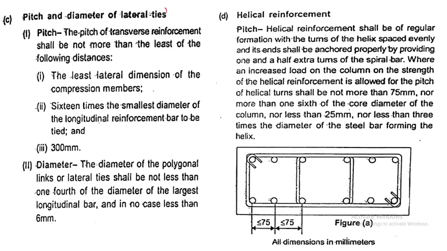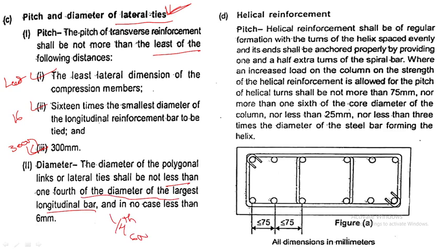Now, pitch and diameter of the lateral ties. What is the pitch? The pitch of the transverse reinforcement shall not be more than the least of the following: least lateral dimension of the compression member, 16 times the smallest diameter of the longitudinal bars, or 300 mm. This one you already know. This is for the lateral ties. The diameter of the polygonal links or lateral ties shall not be less than 1/4 of the diameter of the largest longitudinal bar, as I just told you, or 6 mm.